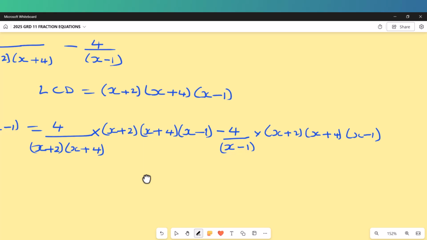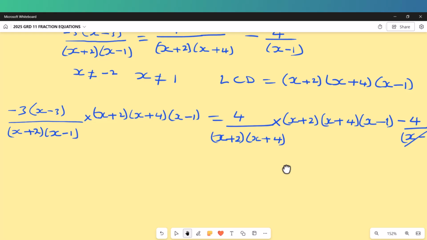So here, now we divide, because whatever x minus 1 cancels this one here. What about this side? What do we have? We have x plus 2 divided by x plus 2, it cancels out, x plus 4 cancels out, x plus 2 with x plus 2 cancel, x minus 1 cancels out. So here we are left with negative 3, open brackets, here we have x minus 3 times x plus 4, all the other terms cancelled out.